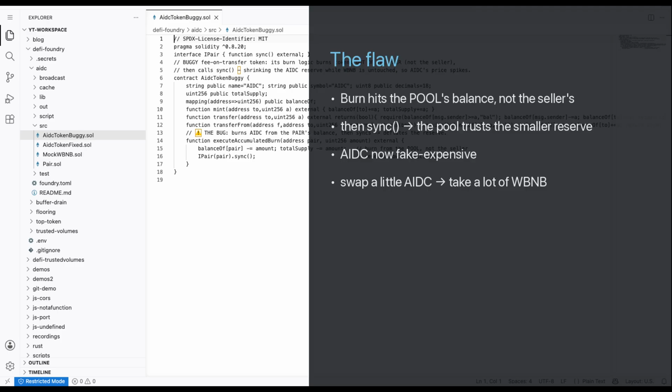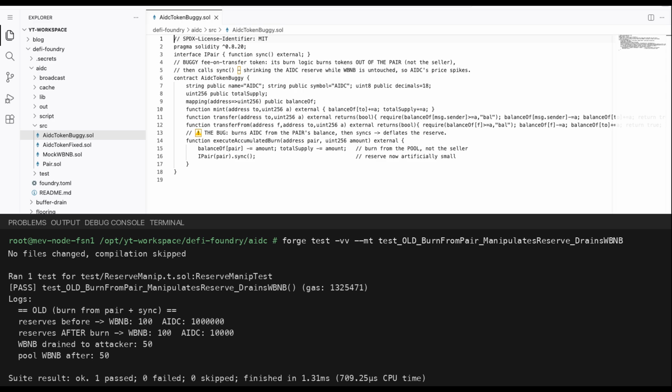The flaw in one line: the burn debits the pool instead of the seller, and sync makes the pool trust the deflated reserve. AIDC is now fake expensive, so the attacker swaps a small amount of AIDC and walks away with a large amount of the pool's WBNB. The pool starts balanced, 100 WBNB against 1,000,000 AIDC. The attacker burns 990,000 AIDC out of the pool and syncs. The AIDC reserve collapses to 10,000. Now they swap 10,000 AIDC and pull out 50 WBNB. A fair swap would have given them about 1. The pool's WBNB halved in a single move.